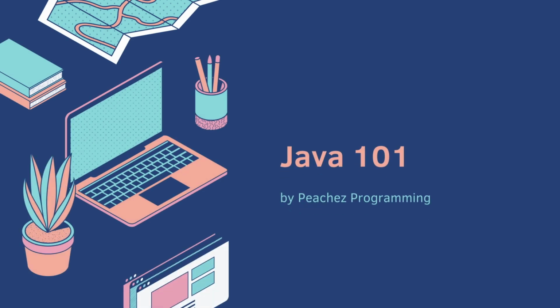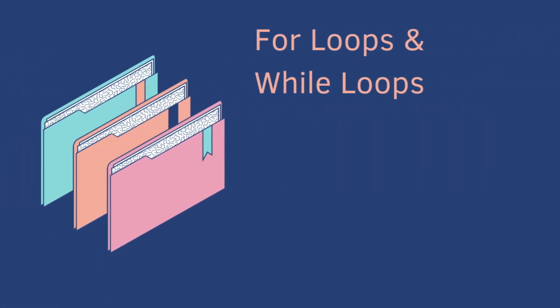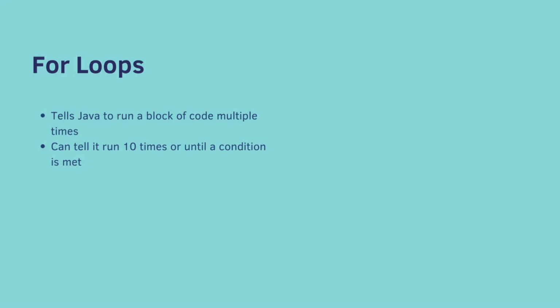Welcome back. Let's cover for loops and while loops. For loops just tell Java to run a block of code multiple times. You can tell it to run 10 times specifically, or until some condition is met, or you can loop over an array.